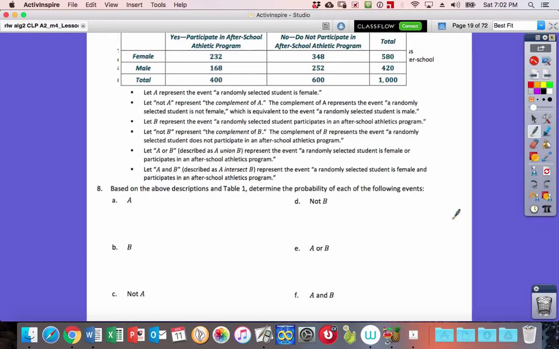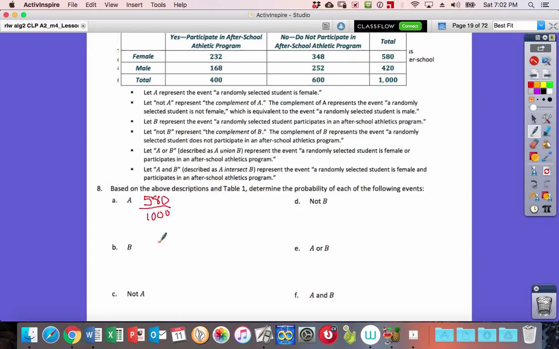Okay, so then they're going to say, based on the above descriptions, so they gave you these descriptions and you got your table, determine the probability of each of the following events. And remember, probability has to do with the likelihood of it happening. So if A is that it's female, I randomly select a student and they're female. Well, how many female students do I have? I have 580 out of 1,000. That would be my probability.